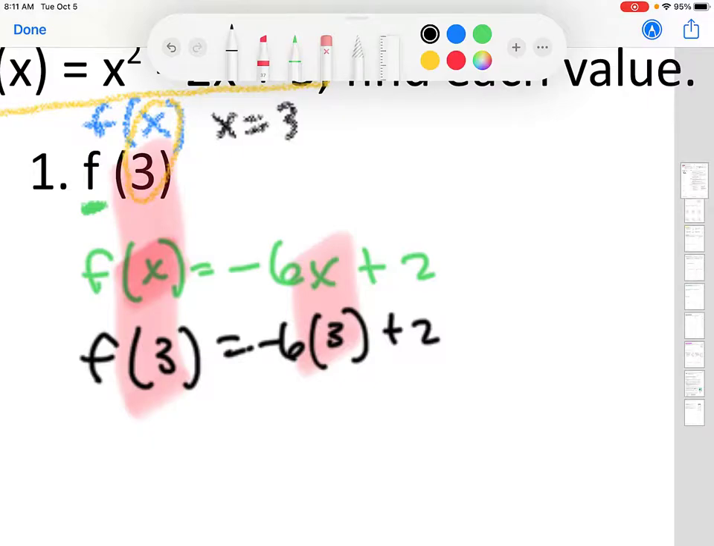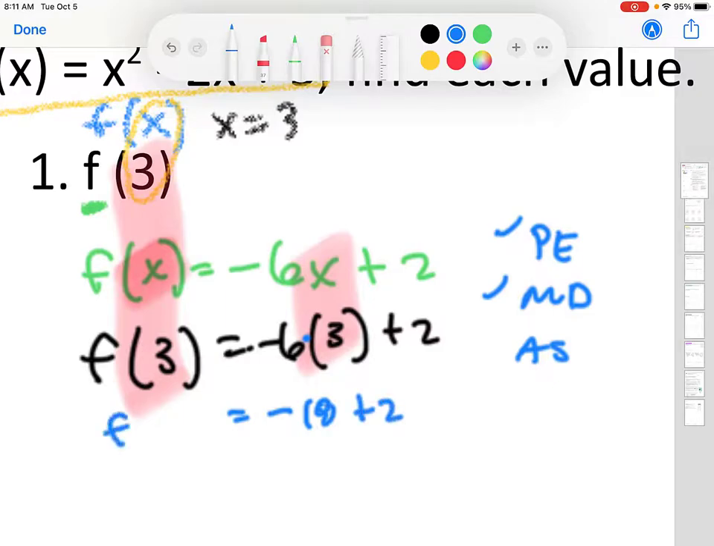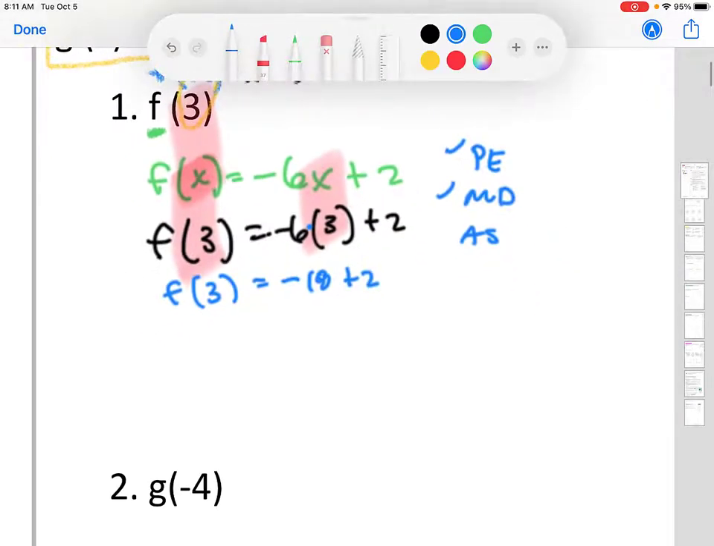And here I'm going to use PEMDAS, so the order of operations. And this is telling me that multiplication goes first, left to right, before addition and subtraction. So negative 6 times 3 will give me negative 18 plus 2. And if you just simplify that, that'll give me negative 16.